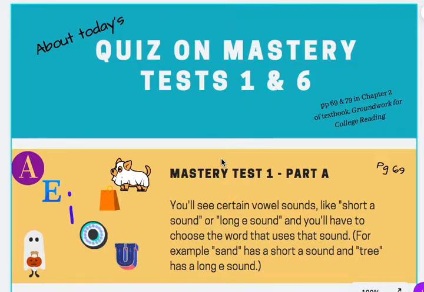The first is you'll take a quiz in Blackboard that wraps up the last part of chapter 2 in the textbook. So the quiz is on Mastery Tests 1 and 6. You'll find this on pages 69 and 79 in chapter 2 of the textbook, Groundwork for College Reading.